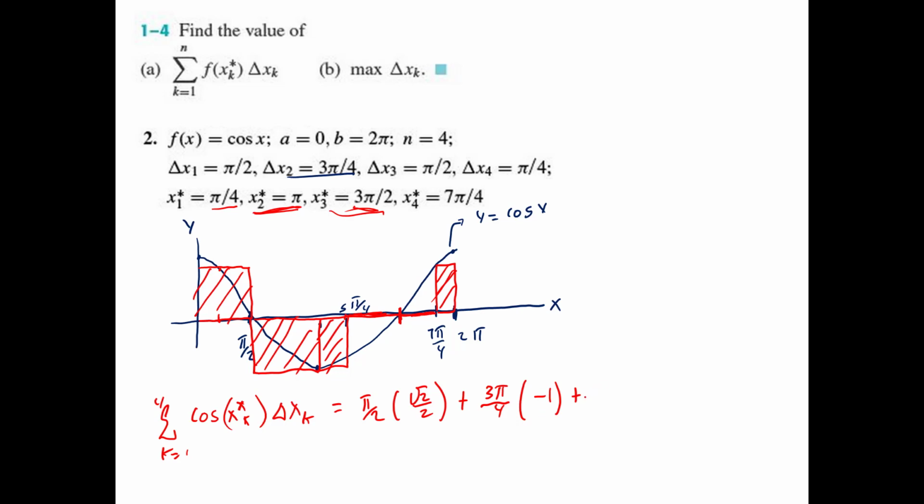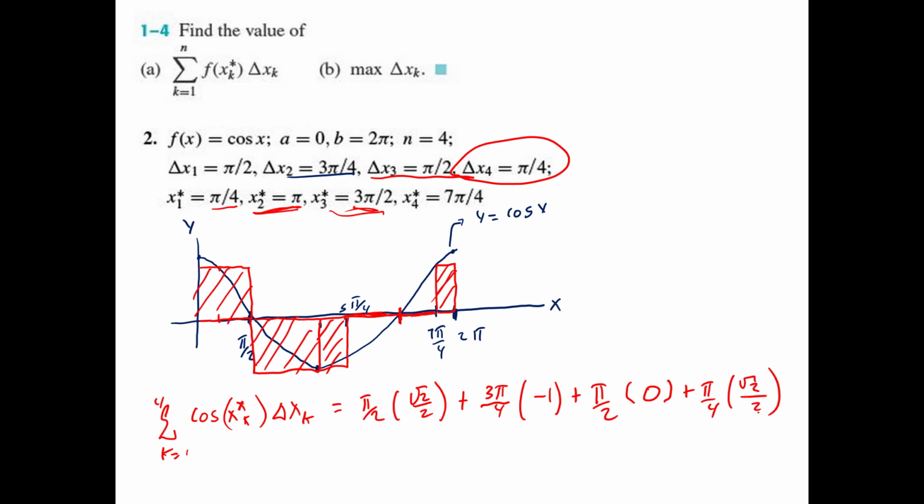And then for your third rectangle, the width is pi over 2. So delta x sub 3 is pi over 2. But you are putting in the 3 pi over 2. And so then that gives you a value of 0. So that goes away. And then plus the last interval has a width of pi over 4. Delta x sub 4 is pi over 4. And the height you get by putting in 7 pi over 4, which is also the square root of 2 over 2.